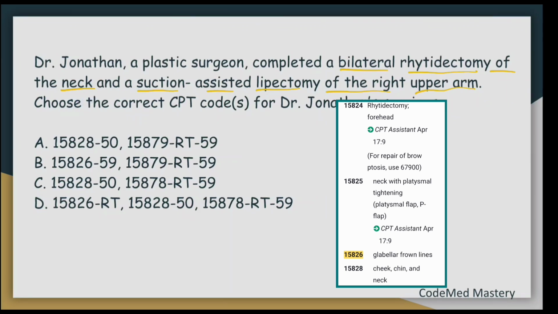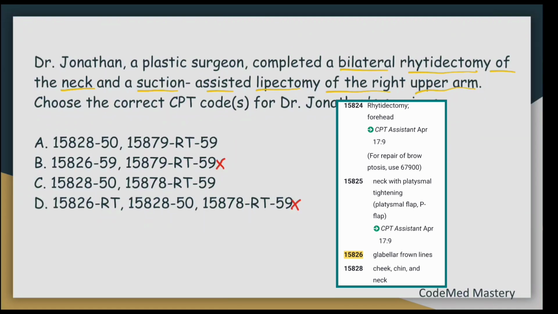It's quite simple, right? So without thinking much, eliminate options B and D which have the code 15826, because if one code is wrong, the entire option will be wrong. Now we are left with option A and option C. In option A and C, the first code is 15828. That is correct. They have appended modifier 50 because it is a bilateral procedure in the question.